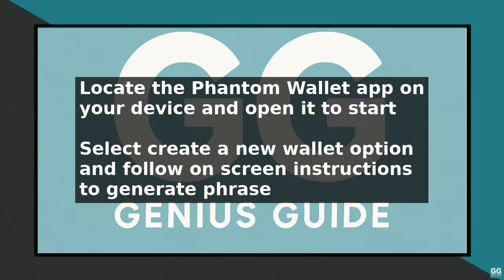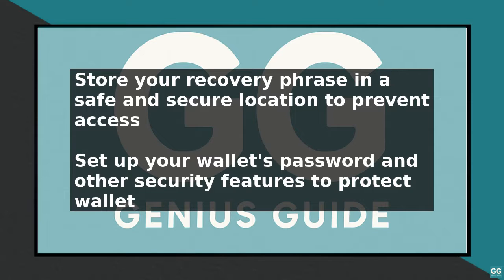The recovery phrase is a list of words that must be kept confidential to prevent unauthorized access to your wallet. Once you have generated and stored your recovery phrase, you can set up your wallet's password and other security features. Phantom Wallet also offers additional security measures such as two-factor authentication and biometric login, which can be enabled to provide an extra layer of protection for your wallet.